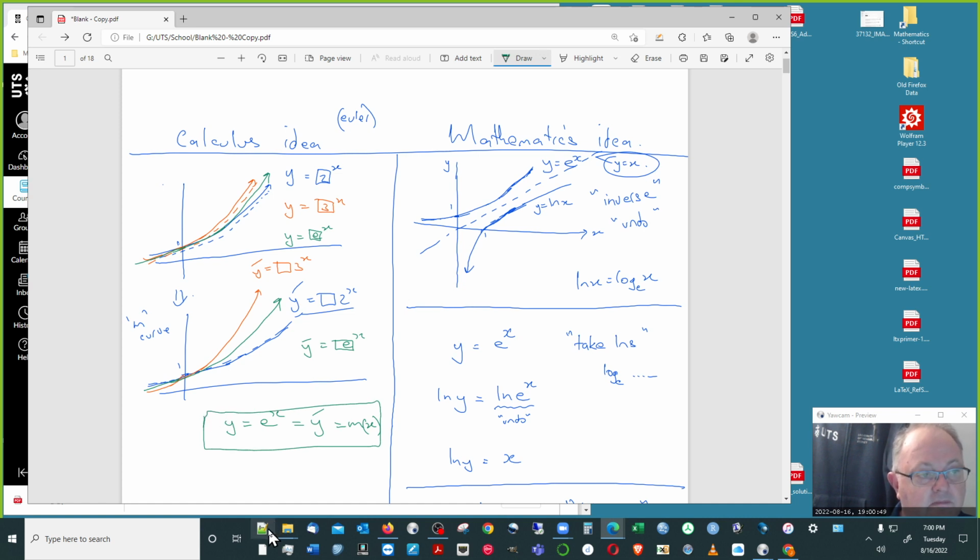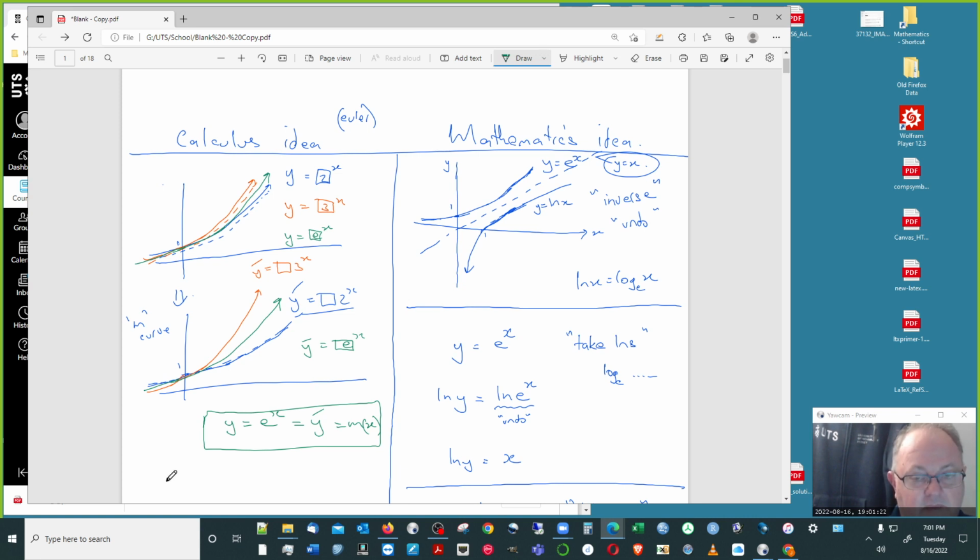There's no other function. What's the derivative of x squared? 2x. What's the derivative of e to the 2x? 2e to the 2x. It's not the same curve. What's the derivative of e to the x? It's e to the x. How easy is that? You can do it in your head. So we love e to the x.